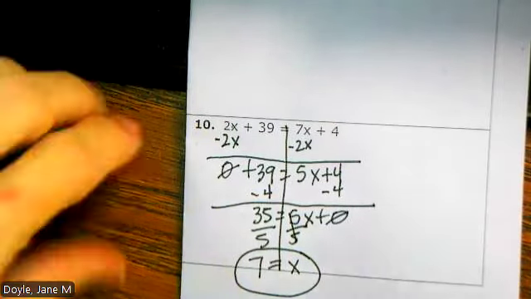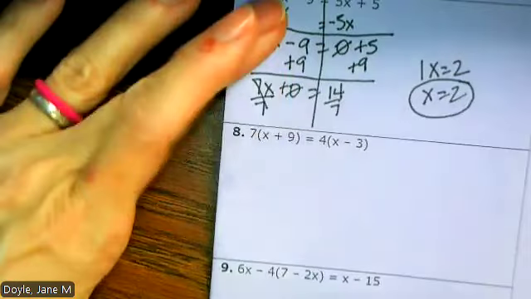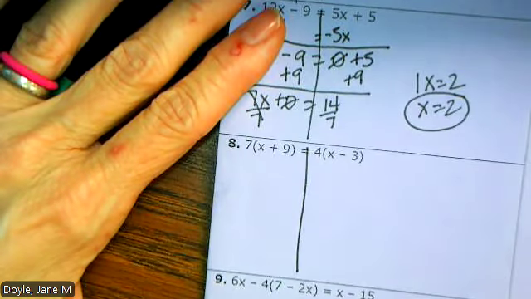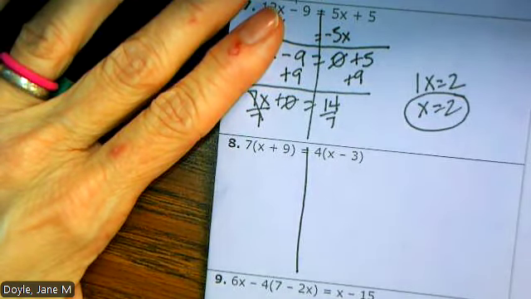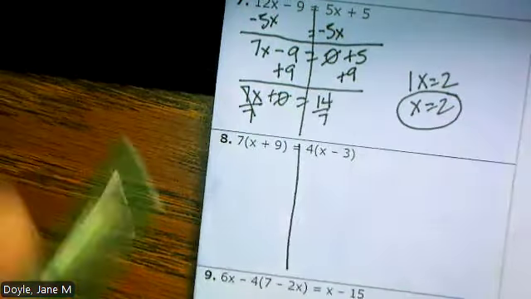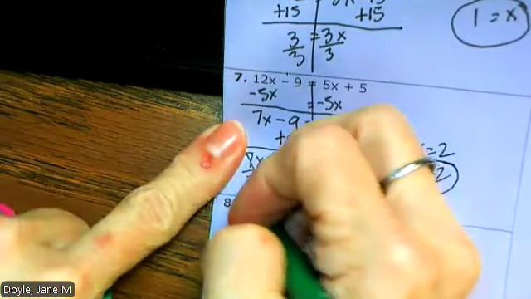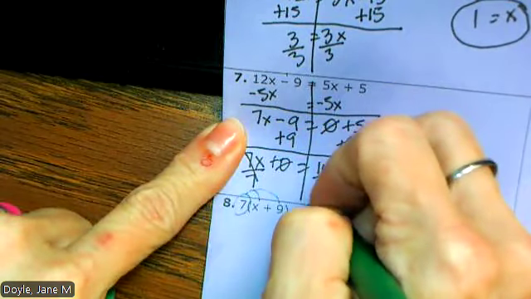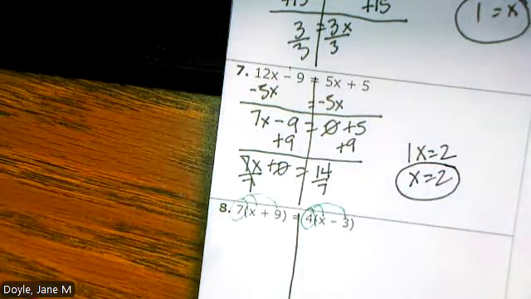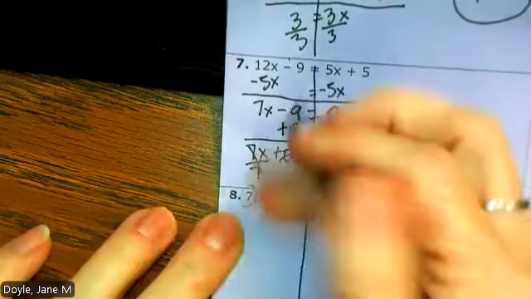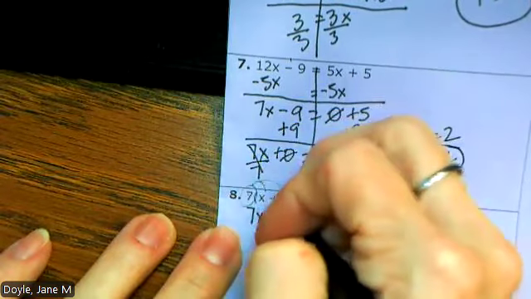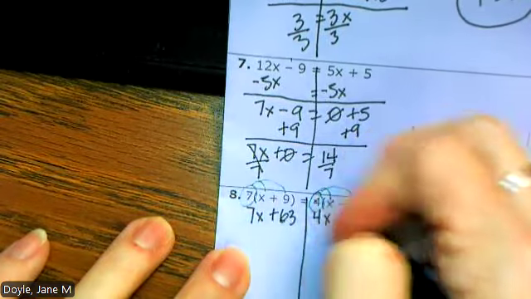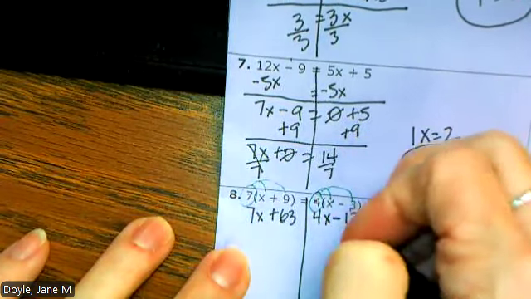All right. Next one we're going to go to is 8. Okay. So there are parentheses, and in this case, we're going to take that number out in front of the parentheses, and we're going to multiply the stuff inside by that number. And it's done. So 7 times x is 7x, and 7 times 9 is 63. 4 times x is 4x, and 4 times -3 is -12.